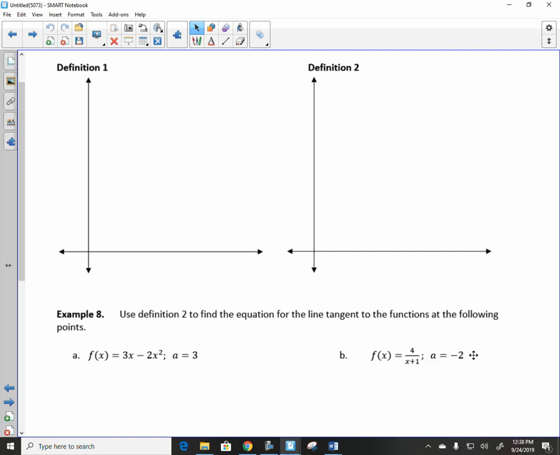So we want to finish off today. We're going to give you guys a full workday tomorrow on this assignment. Again, reminding you of definition 2.